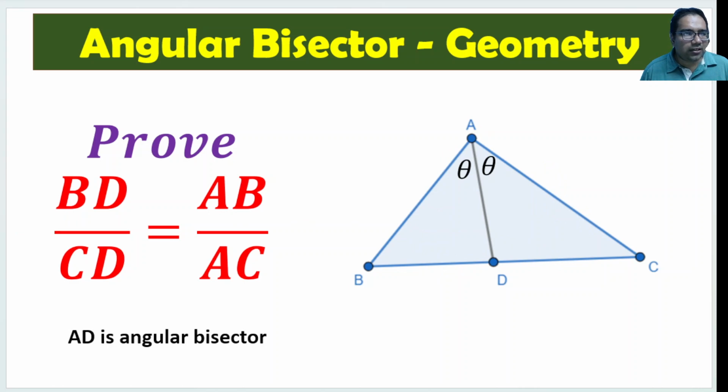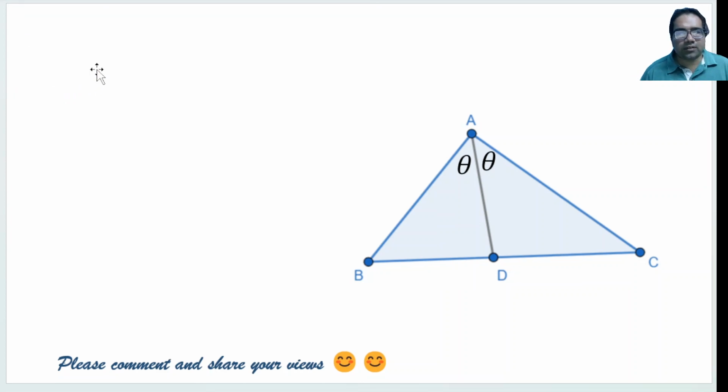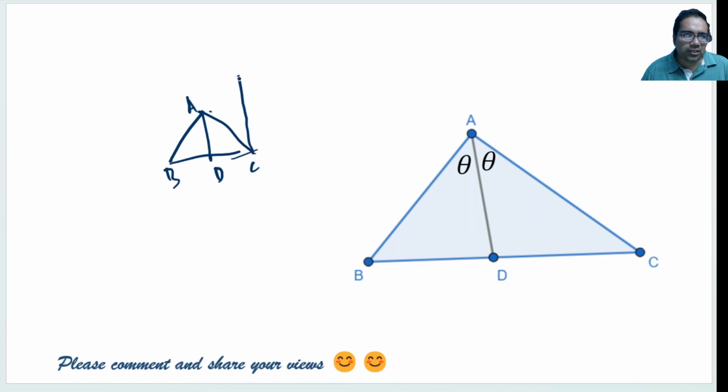Right. Let's look at this one. Let's say this is the angular bisector. Now let us draw one more line through C. Let us assume this is triangle ABC, and this is D on BC. And let us draw a line which is parallel to AD through C.